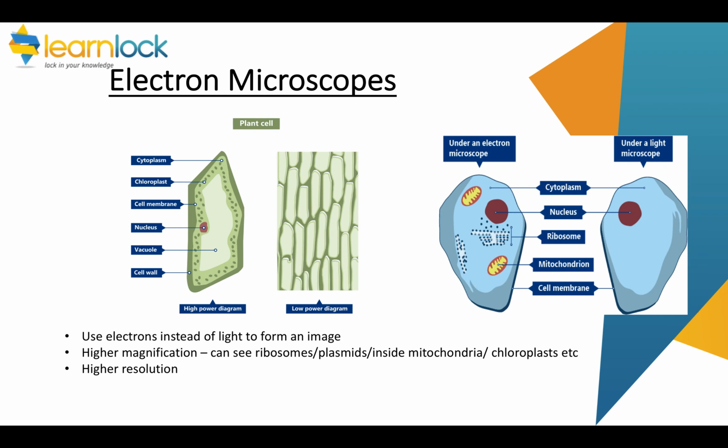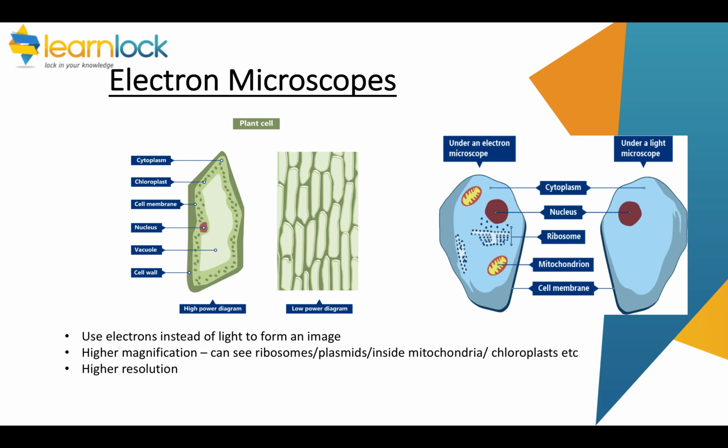Electron microscopes are more powerful than optical or light microscopes, and they use electrons instead of light. They can see things at higher magnification, so you can see really small things like ribosomes or plasmids in bacteria, and inside things, so inside mitochondria, inside chloroplasts. They also allow you to see the image at a higher resolution, which means it's a sharper image.